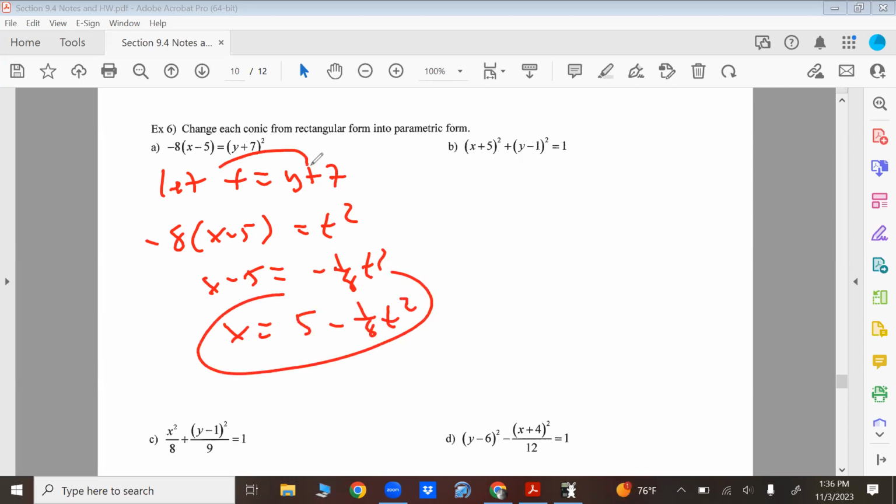So it's kind of open-ended, but usually a quick way is just let t equal the squared expression, whatever binomial or term or variable expression is being squared. Let t equal that, and then get x in terms of the other. And of course, y here technically would be t minus 7. So those are actually your parametric equations. Okay, that concludes the video.